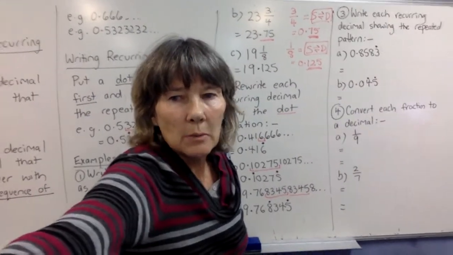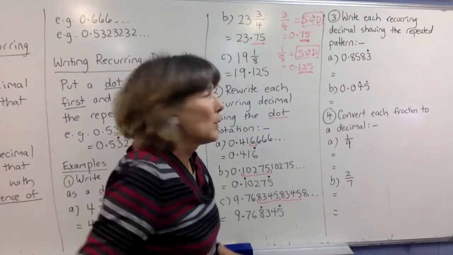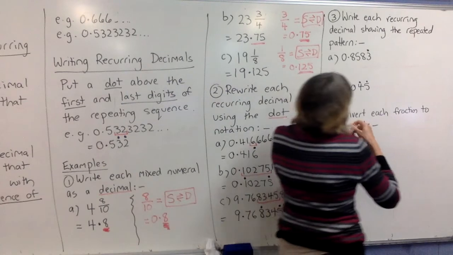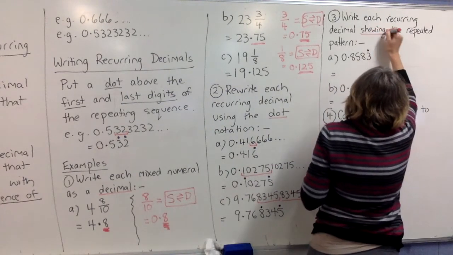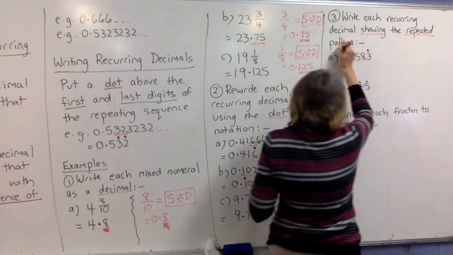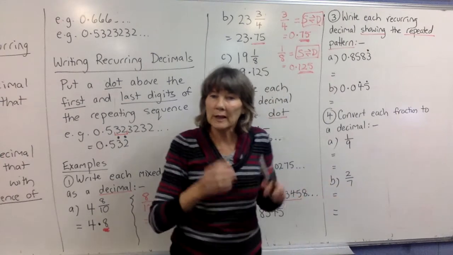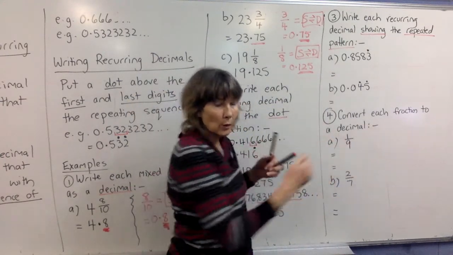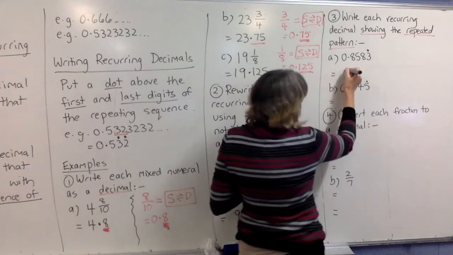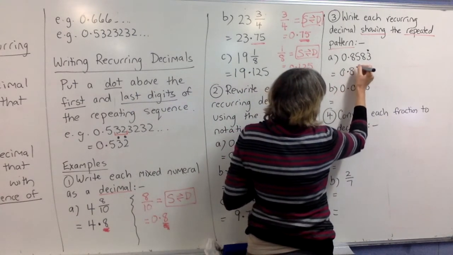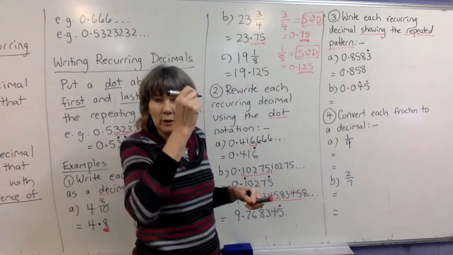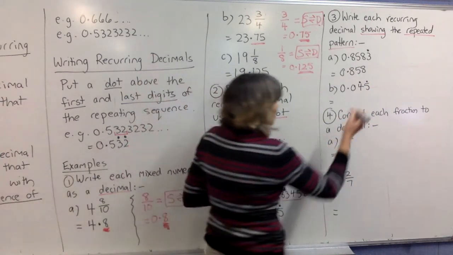Now, in these ones, the question says we're writing each recurring decimal showing the repeating pattern. So they want you to get the recurring decimal with the dot notation and write the whole thing out. So we're going to do what it says, 0.858. Then we've got 3 dots, so just the 3 is repeating.